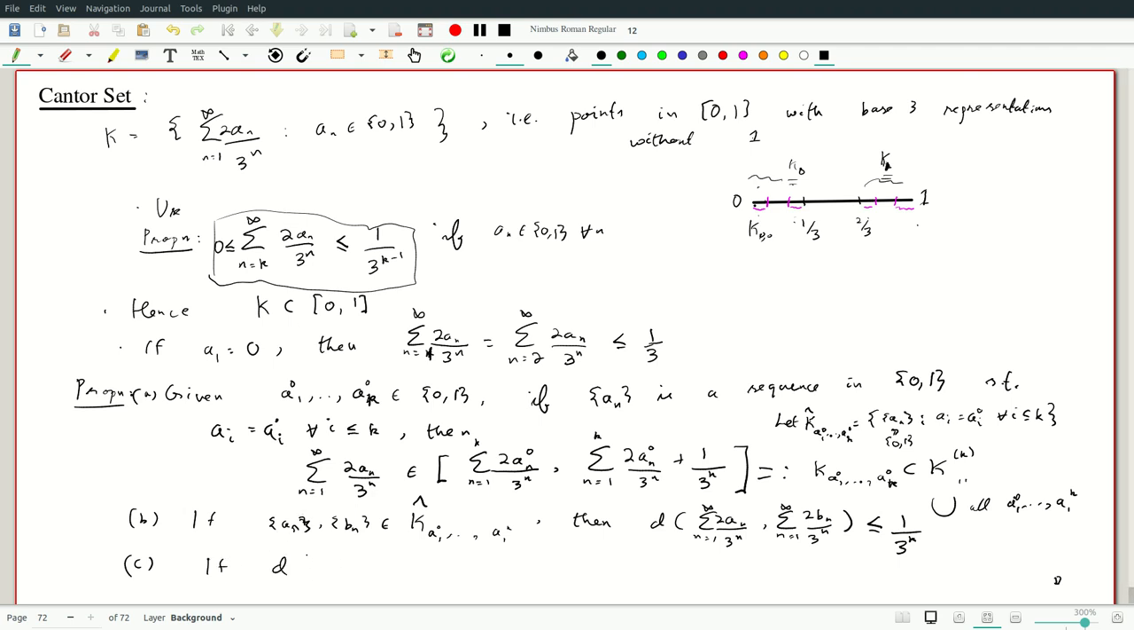If the distance between some 2a_n by 3 to the n and 2b_n by 3 to the n is strictly less than 1 over 3 to the k, then, for example, if the distance is less than 1/3, you must be in the same half here. Then what we have is that a_i equals b_i for all i less than or equal to k. So the first k digits of these agree.